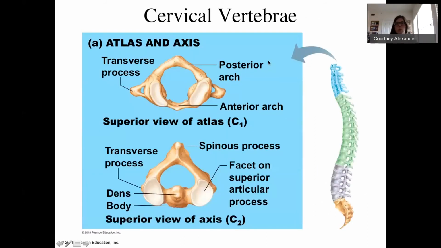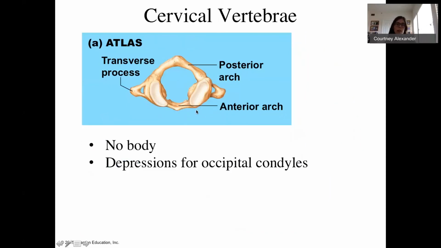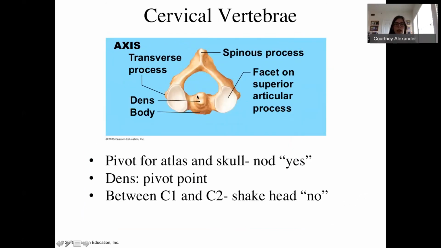If we focus on the cervical vertebrae, C1, the first one, is called the atlas, and C2, the second one, is called the axis. And these have no body, but they have depressions; the first one has them for the occipital condyles to fit your skull. And the pivot for the atlas is with the axis, and this allows us to nod our head yes. The area between C1 and C2 allows us to shake our head no.